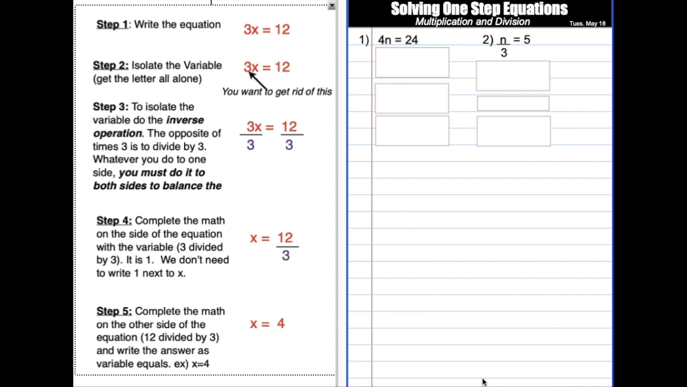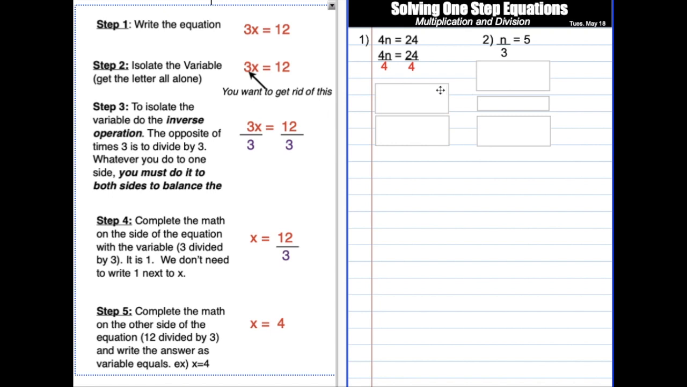4 times a number is 24, so we are looking at times 4. What is the opposite of multiplying by 4? It is to divide by 4. So I am going to divide both sides of the equation by 4. So 4n divided by 4 equals 24 divided by 4. So I now have 2 lines.